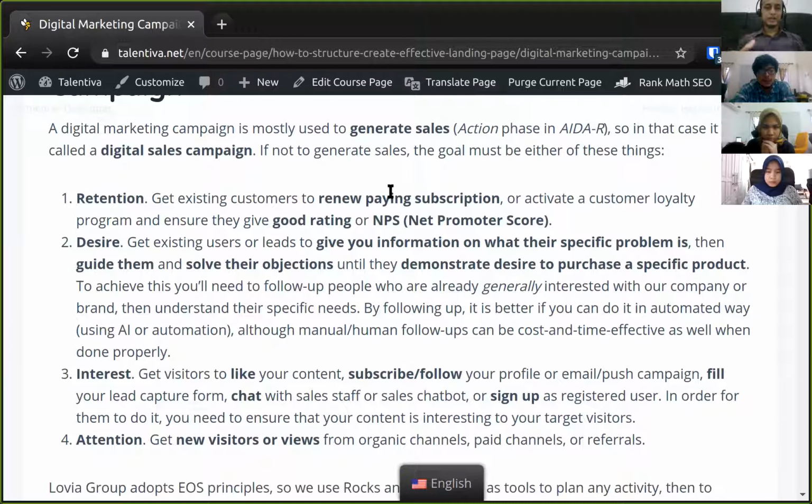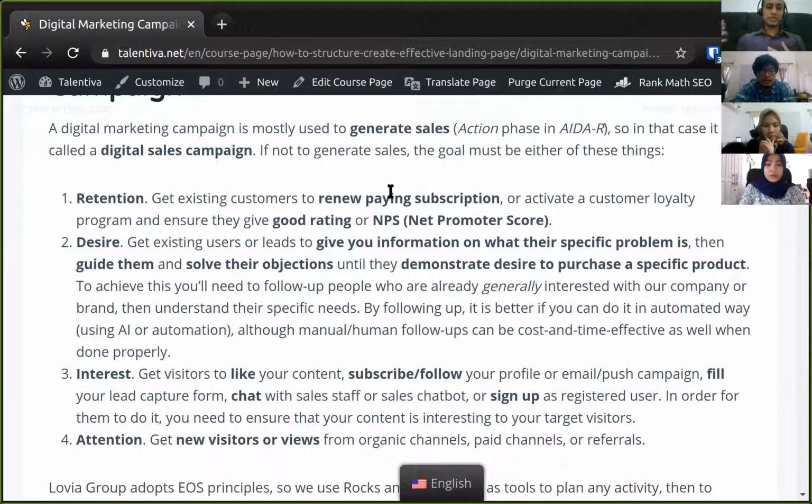I list it backwards because sales is the end goal. But before sales, there is desire. And before desire, there is interest. And before interest, there is attention. And before attention, there is unawareness. Basically, the user does not know anything about us. So that's how I think from the end, what we want to achieve, and then go backwards.